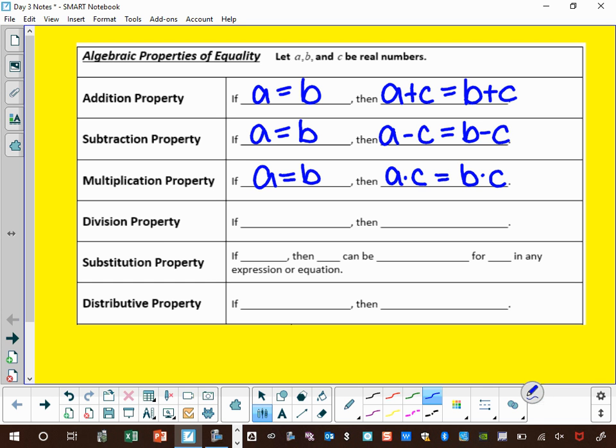Okay? Division: if A equals B, then A divided by C equals B divided by C.